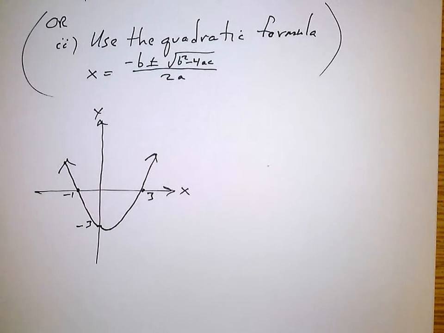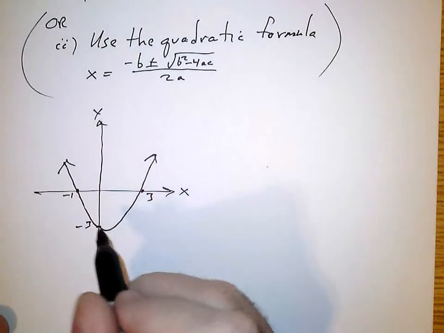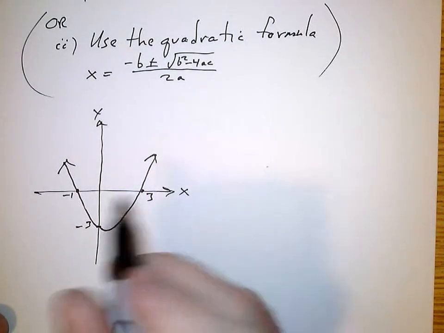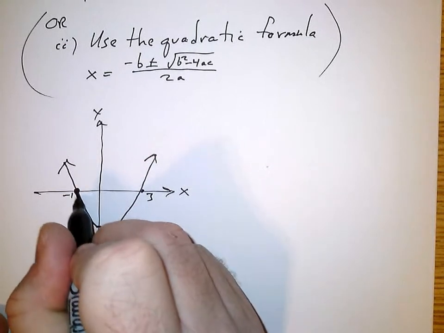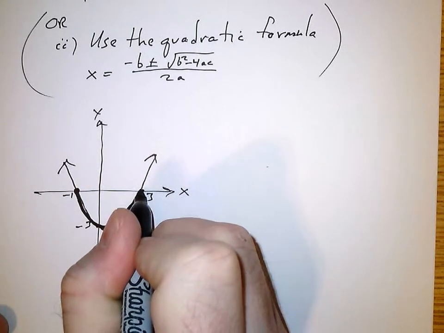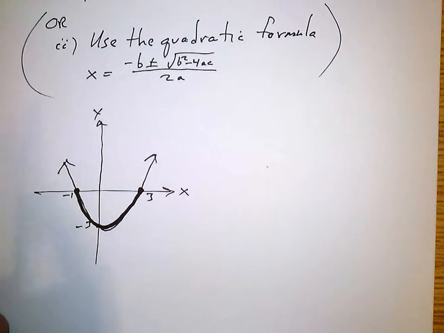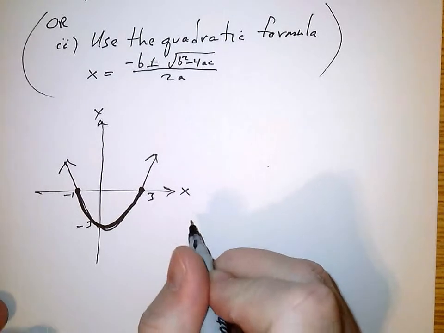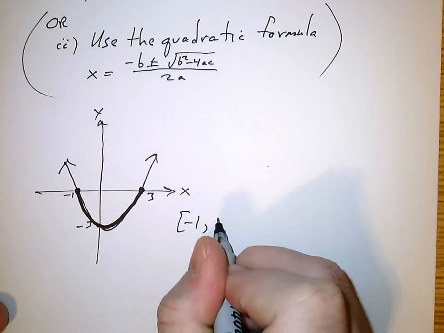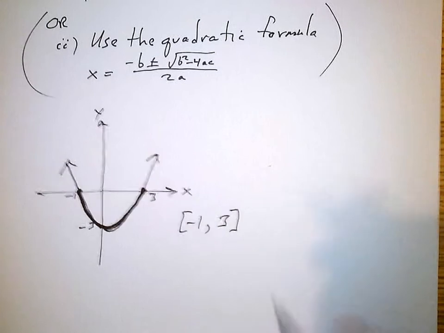And now, to solve where f of x here is less than or equal to 0, we're just looking where the function dips beneath the x-axis. Well, it's going to be here to there. That's where we're beneath the x-axis. And in interval notation, this is just going to be from negative 1 to 3.